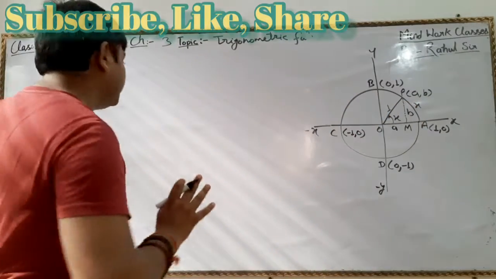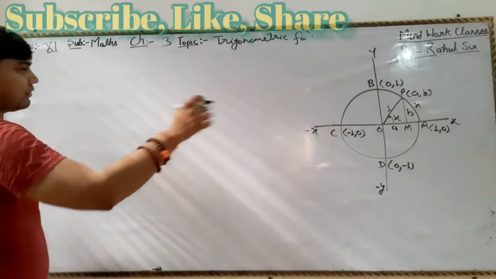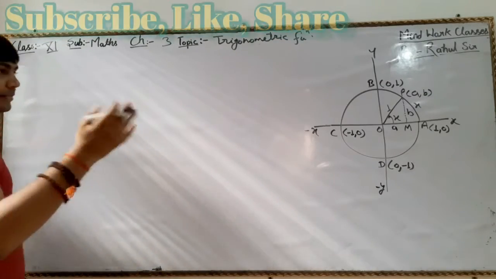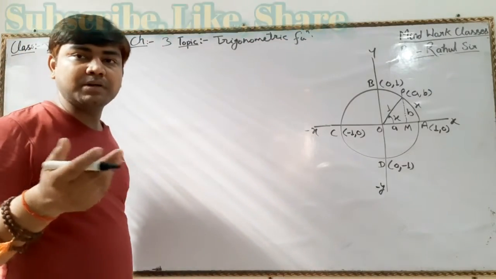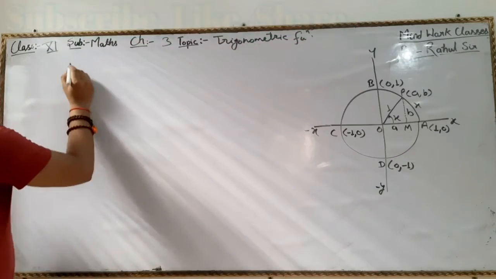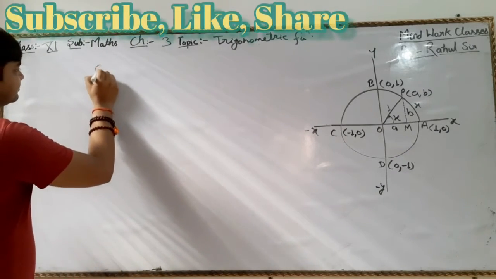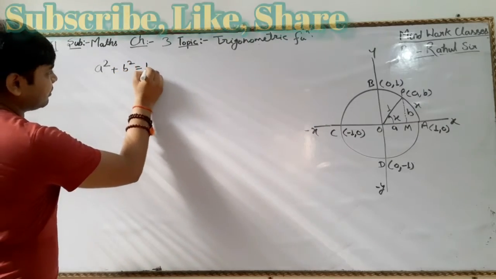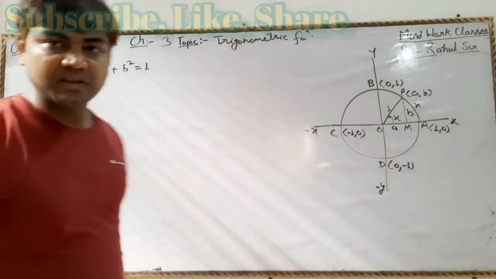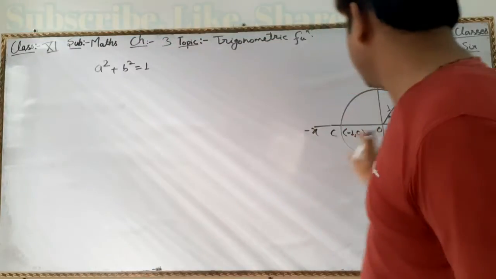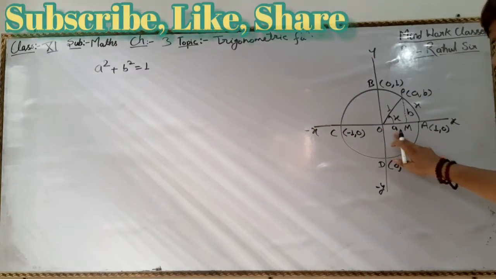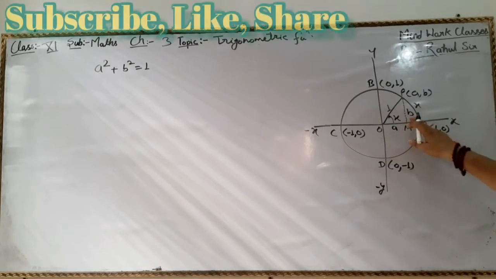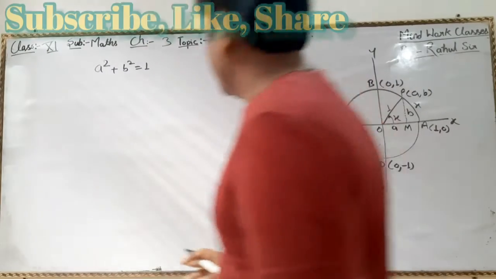Now from Pythagoras we know that hypotenuse square is equal to base square plus perpendicular square, which implies that here a square plus b square will be equal to 1. Are you getting this point or not? So a square plus b square is equal to 1.